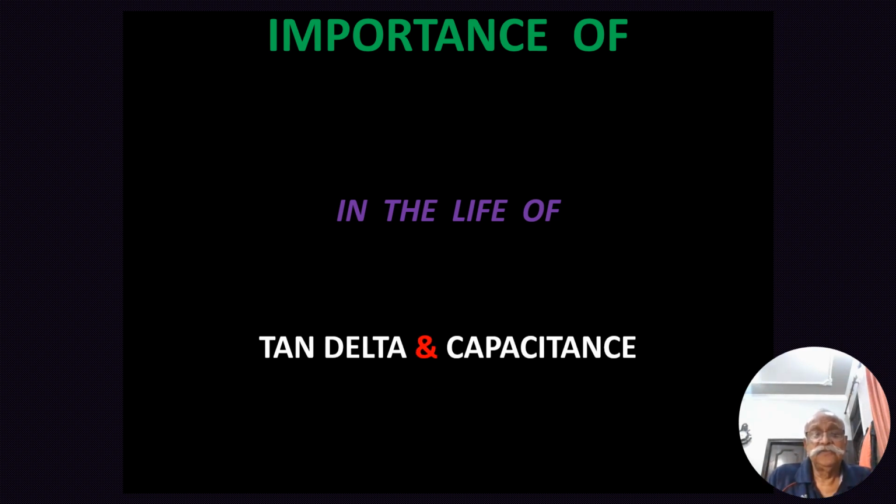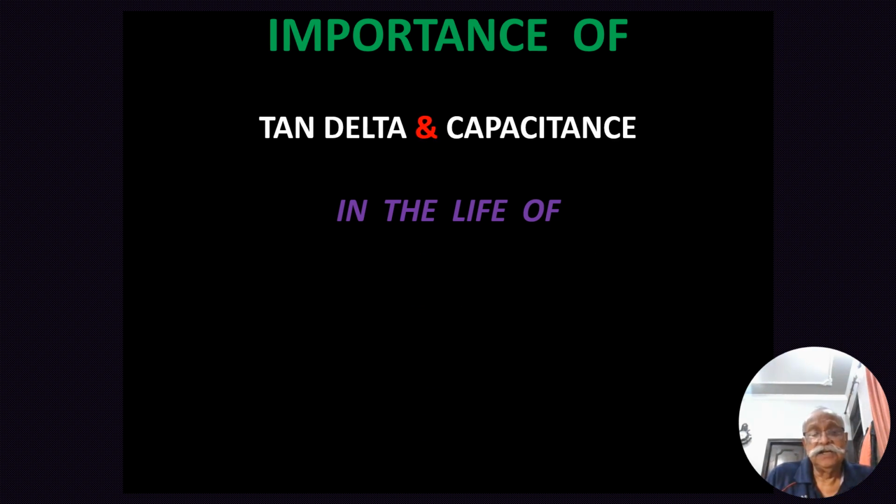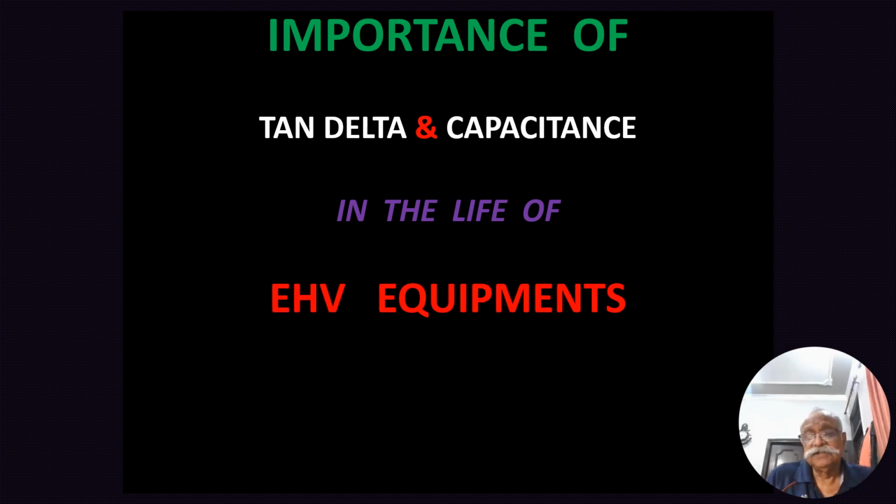Importance of C and tan delta in the life of equipment. This is the topic which we are going to discuss. This type of importance of tan delta and capacitance came into force around 10 to 15 years back. Earlier to that, it was not in existence, and then after detailed investigation, it was enforced by CEA and other power sector utilities that this test is very important to assess the life of EHV equipments.